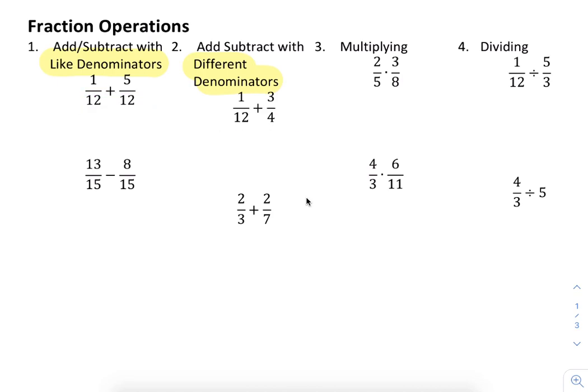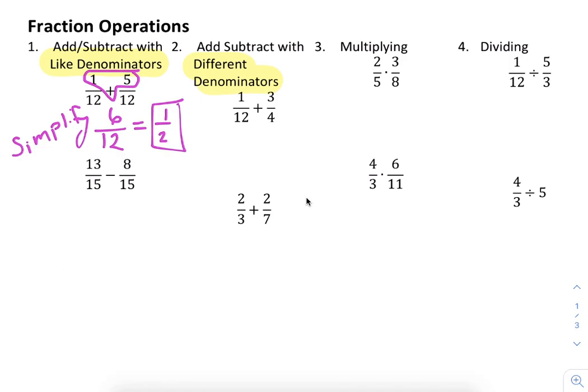Okay? If they're the same, it doesn't matter if you're adding or subtracting, but you are just going to follow the rule of what's going on in the numerator. So if I say 1/12 plus 5/12, I have the same denominator. I'm going to keep it 12, but I'm going to add those numerators. 1 plus 5 makes 6, and it's always super important that you remember to simplify. Okay, so if I simplify, 6 over 12 is 1/2.